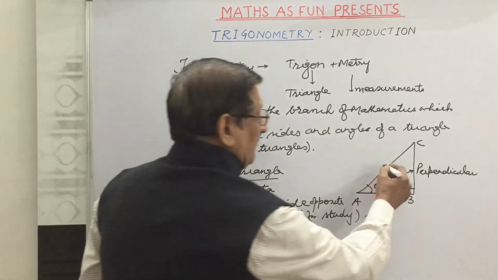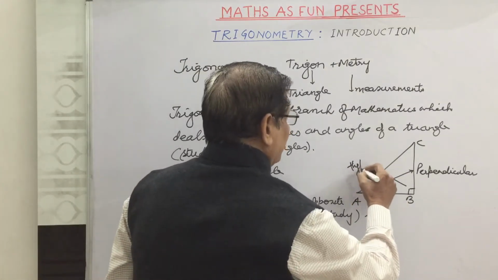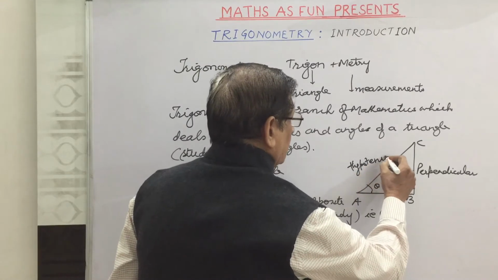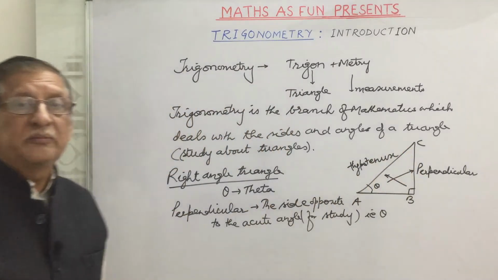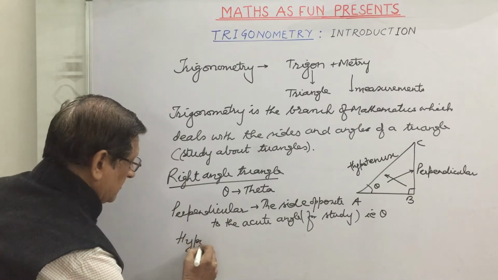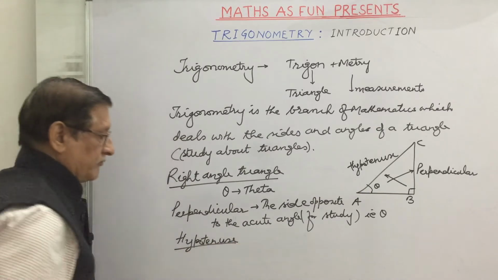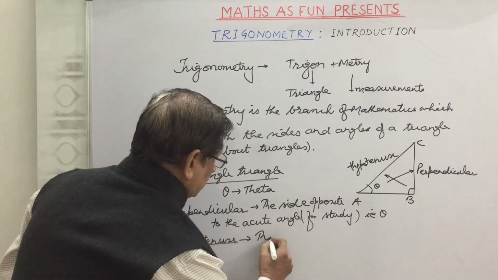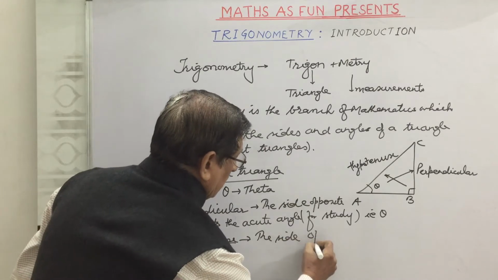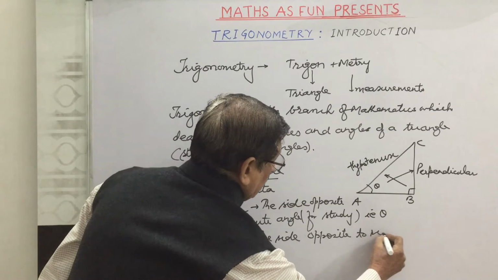Then this side opposite to the right angle is known as the hypotenuse. Everybody knows this. Hypotenuse is the side opposite to the right angle.